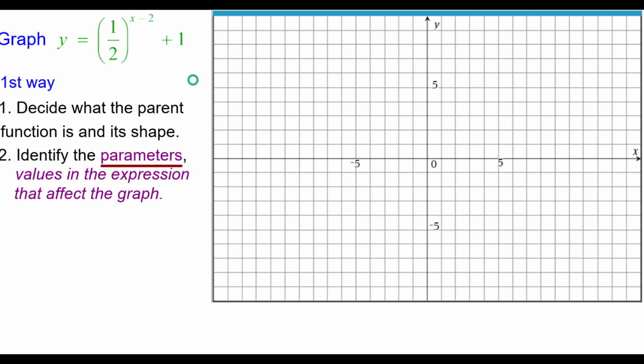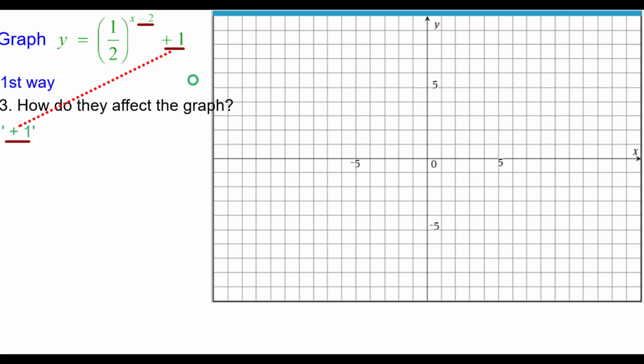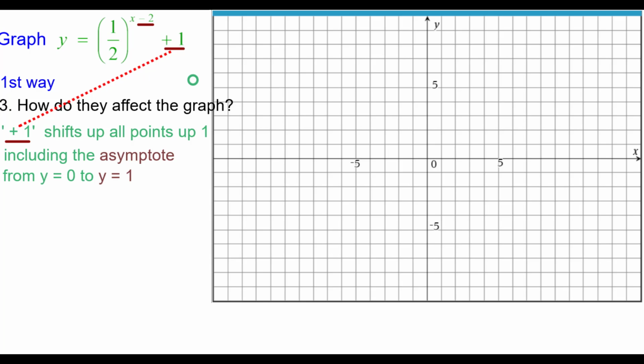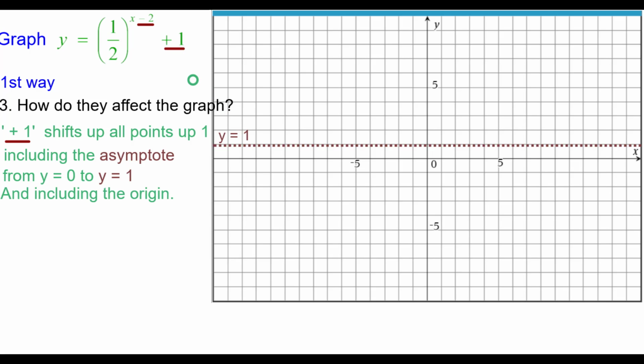Those are the values in the expression that affect the graph. In this case, there are 2 different parameters. And how do they affect the graph? Well, the plus 1 shifts all points up 1, including the asymptote, which will go from y equals 0 to y equals 1. It also affects the origin.